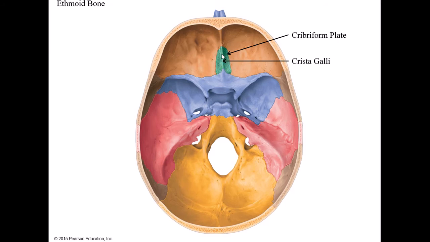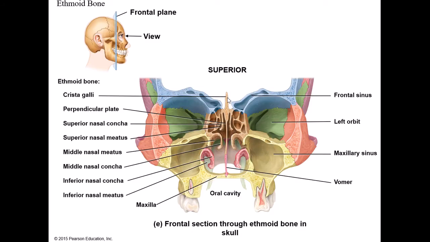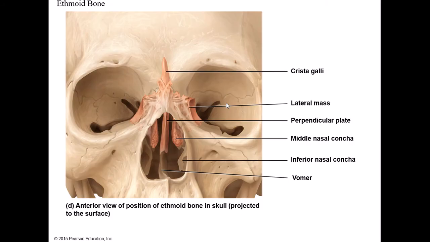Then extending up is a ridge of bone called the crista galli. So if we go back to this picture here, this would be the cribriform plate, kind of running right across here, and then the piece that sticks up is the crista galli. Same thing, here's the cribriform plate, and then sticking up is the crista galli.